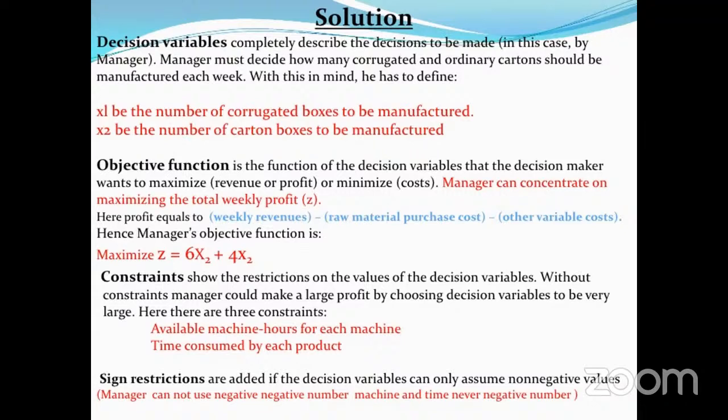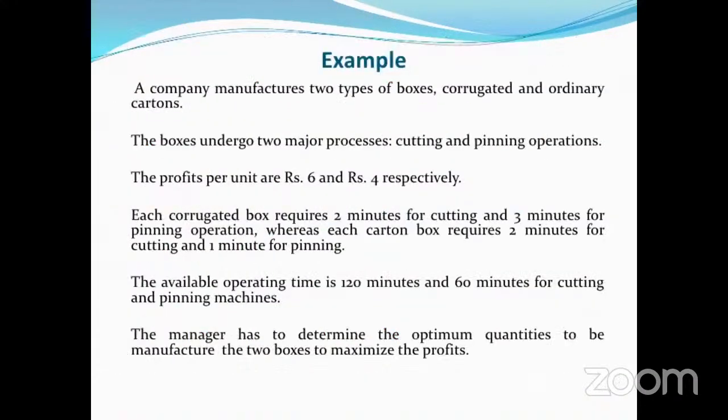Sign restriction, in the sense of non-negativity, is also necessary. For every business problem, non-negativity must be kept. So what do we have in the question? Each corrugated box takes 2 minutes for cutting and 3 minutes on pinning. Cutting and pinning are the two major constraints, because the time limit for cutting is 120 and pinning is 60.